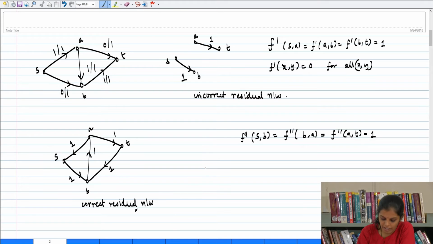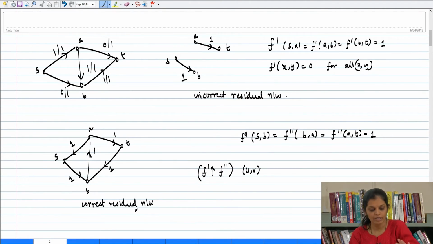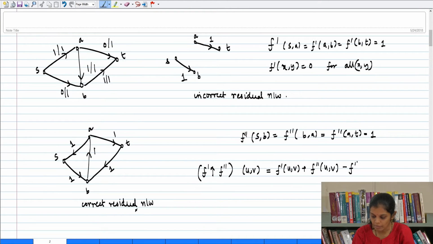And how did we actually combine these two flows? You remember we had written F augmented with F prime, but I will now have to write F prime augmented with F double prime of UV. And this should be defined only on the edges of the original network. It is equal to F prime of UV plus F double prime of UV minus F double prime of VU. This was how it was defined.